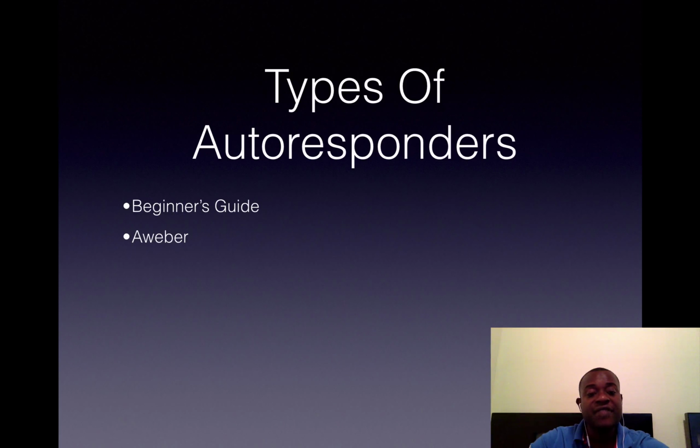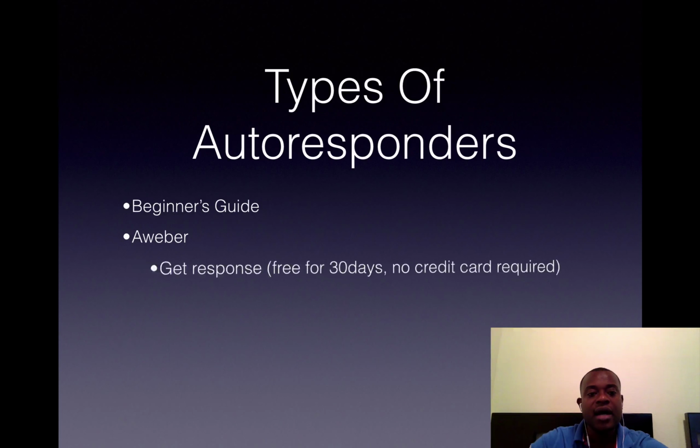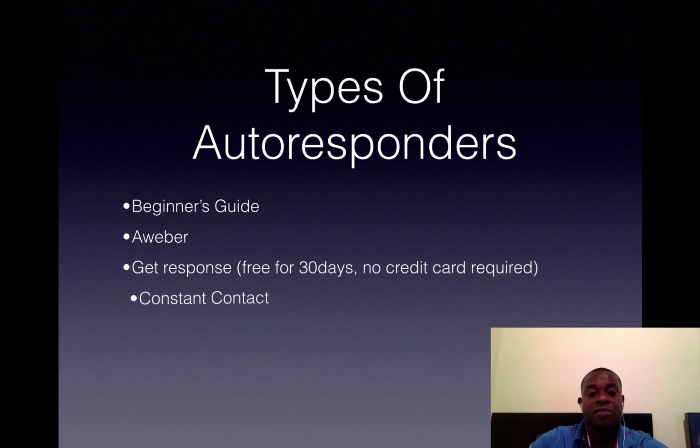So there are different kinds of autoresponders out there, and one of them is called Aweber, and another one is GetResponse. Now with GetResponse, you can get it completely free. You don't need a credit card. No credit card is required. You can just get it for 30 days completely free. But with Aweber, I think it's just $1. You can start your first month for, I think, $1 or something like that.